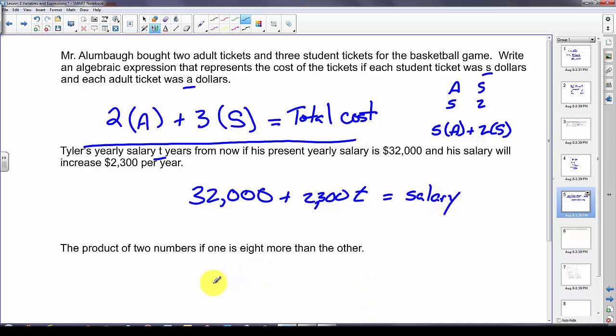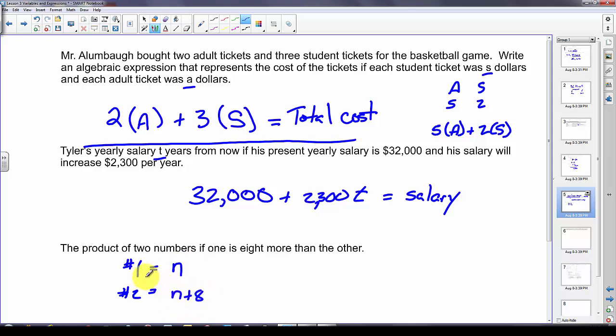Finally, the product of 2 numbers, if one is 8 more than the other. Well, the way I like to do these is I say number 1 and number 2, and I don't know either one of them. So I'm going to say number 1 is the unknown. I'm going to call it N for number 1. But I know the second number is 8 more than this guy. Well, to say 8 more than N is N plus 8.